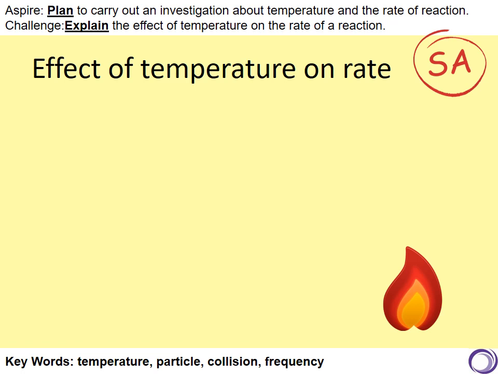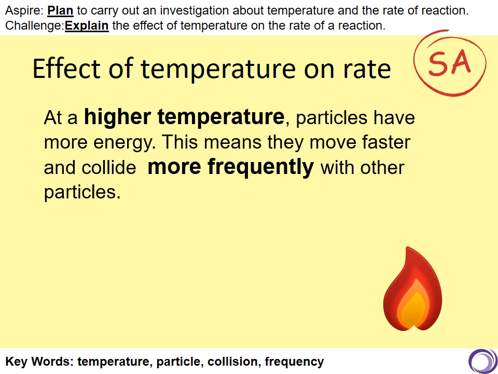Okay, so let's grab a red pen, and if you need to, modify your answer in case you missed anything out. So the first thing is that at a higher temperature, particles have more energy. That means they're going to move around faster and they're going to collide more frequently with other particles. Now, that's a very similar description for most of the ways in which we increase the rate of reaction. However, temperature is slightly different as it also has an extra bit.